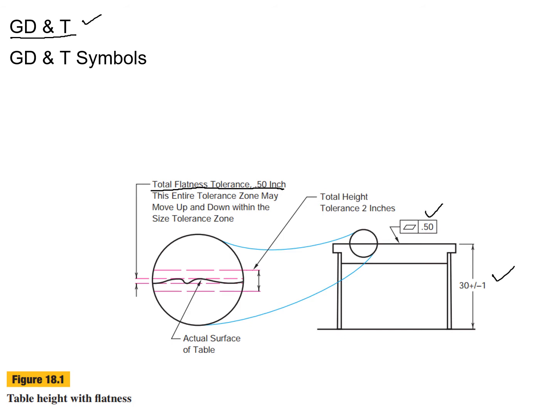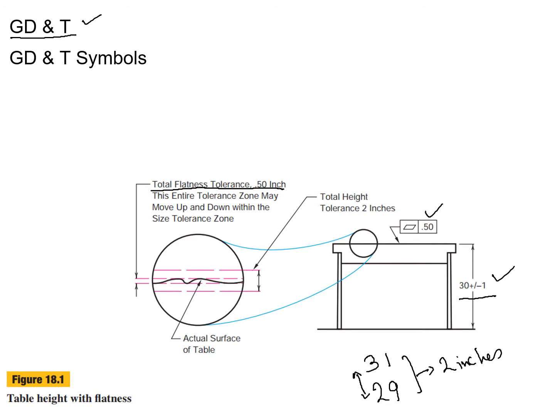So here you can see that the height is 30 inches plus minus 1, and the flatness tolerance is 0.5. So the height of this table cannot be greater than 31, or less than 29. You already know that because plus 1 is 31, minus 1 is 29. So overall the tolerance that is allowed to us is 2 inches. So the 0.5 inch flatness should lie between this range.